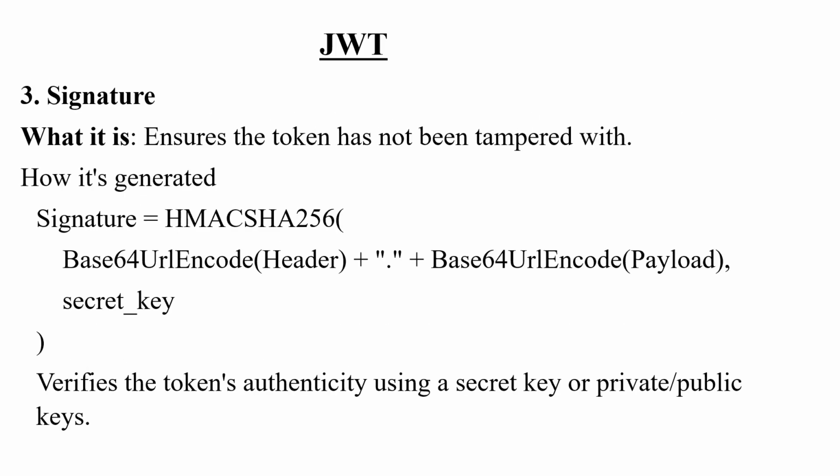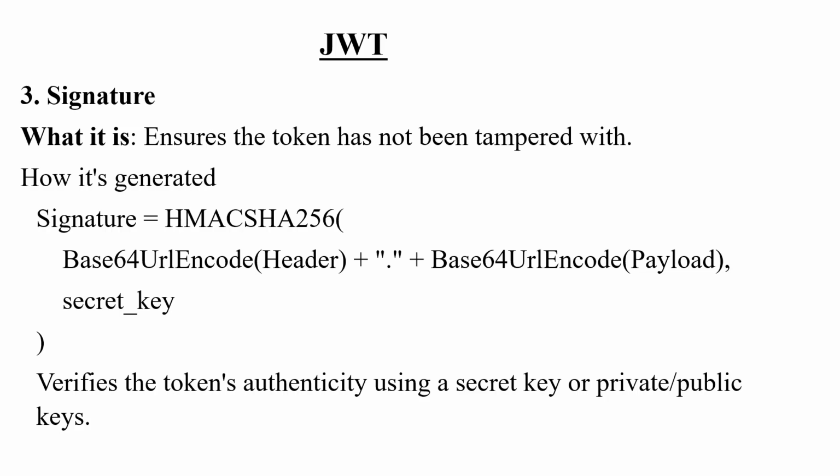Then let us go to the signature. What is it? The signature ensures the token has not been tampered with. I want to give you a very good example. Think of a signature as a private stamp used by a company to validate a document. If a document has this stamp, you know it's official and has not been forged.